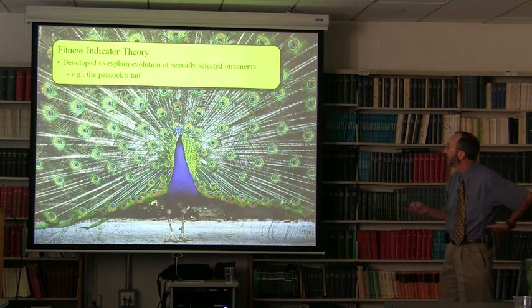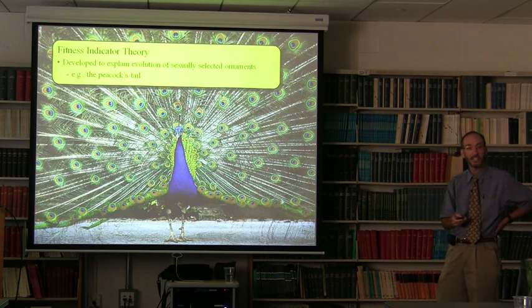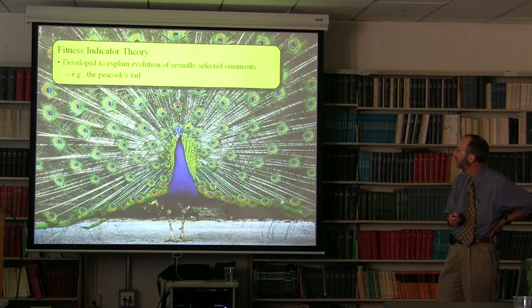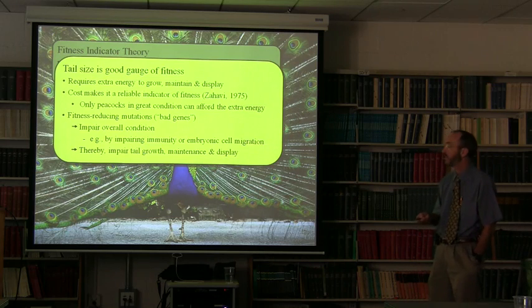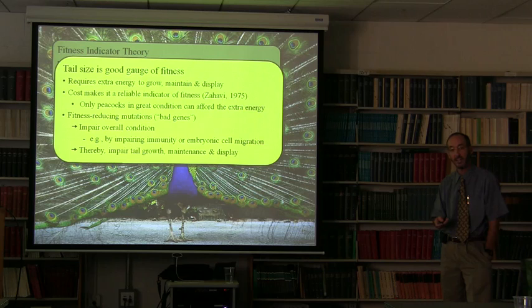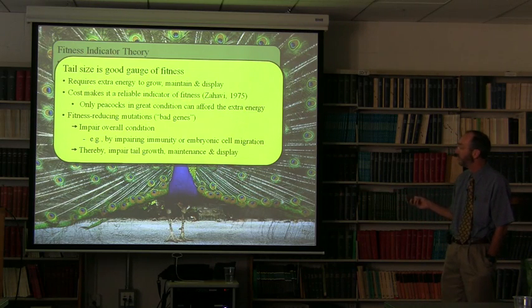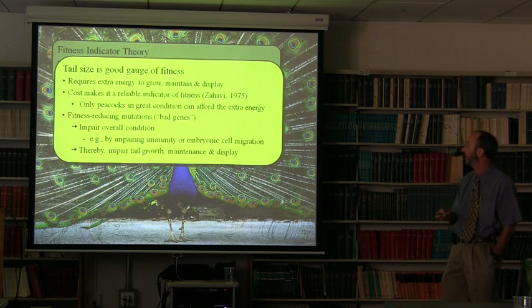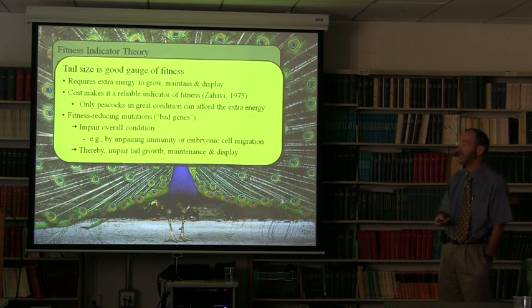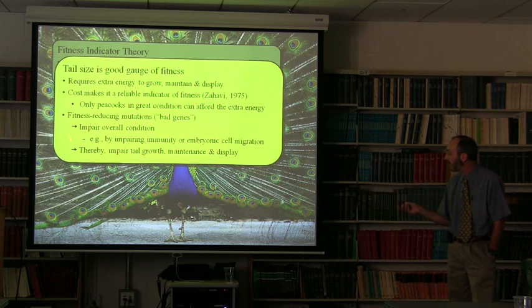Fitness indicator theory was developed to explain the evolution of sexually selected ornaments like this peacock's tail. Tail size is a good gauge of fitness according to this branch of theory because it requires extra energy to grow, maintain, and display a big tail. And this cost makes it a reliable indicator of fitness because only peacocks in great condition can afford the extra energy necessary. Fitness-reducing mutations or bad genes impair overall condition, for example, by impairing immunity or embryonic cell migration, and they thereby impair tail growth, maintenance, and display.